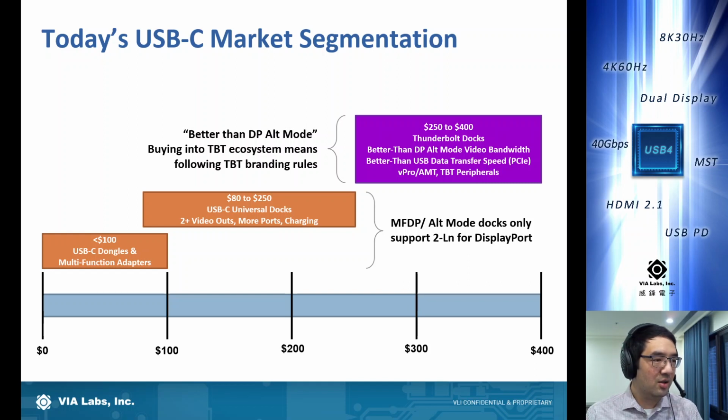So the product categories in orange that we've highlighted here, these are essentially all based on multifunction DP or DisplayPort alternate mode. So in general, you're only really going to get 2 lanes of DisplayPort bandwidth. Or if they do support 4-lane, then the USB performance is going to be limited to just USB 2. So in today's market segmentation, if you want better display performance or if you need faster data transfer, you're essentially required to step up to Thunderbolt. So for Thunderbolt docks here, we've essentially called it better than DP alt mode. And of course, buying into the Thunderbolt ecosystem also requires following the Thunderbolt branding rules.